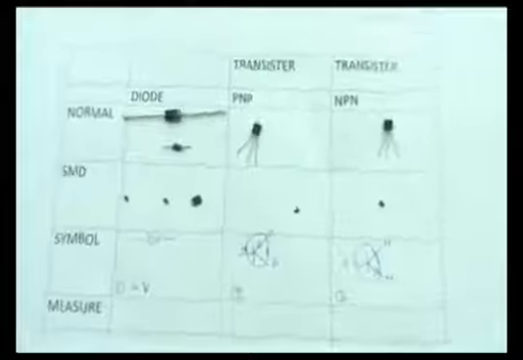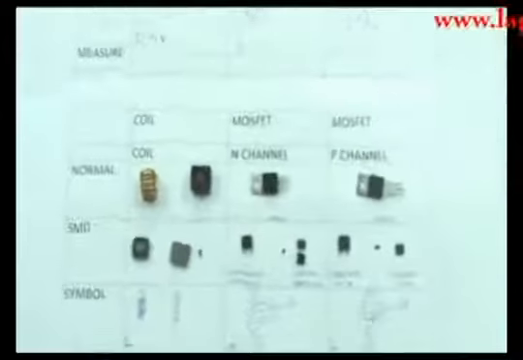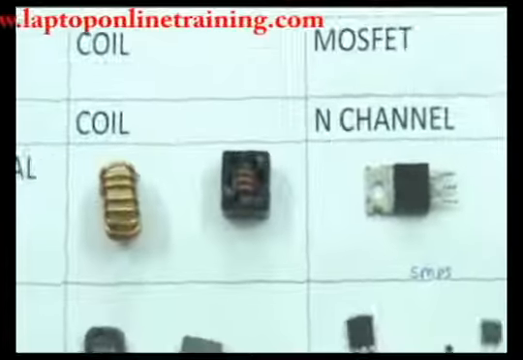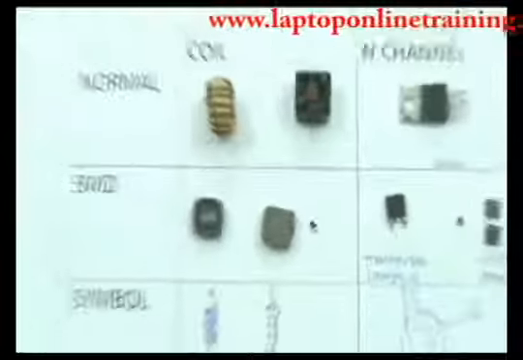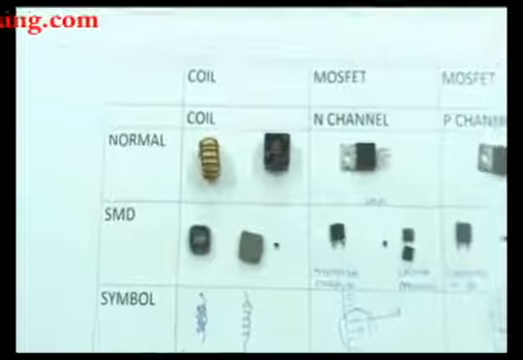Okay, next there are coils and MOSFETs. A normal coil will be like this, a big one. But in SMD it is very small. There are also big coils, farad coils, and normal coils. In mobiles you can see a very small coil, and its symbol will be like this. These are the symbols of a coil.